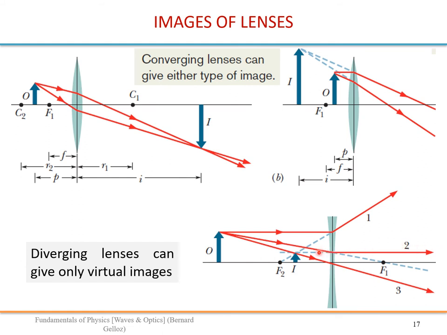And also you have to extend this line with a virtual ray, and the intersection of these rays gives you the position of the image. In this case, it is the intersection of virtual rays, therefore it is a virtual image. And it is on the left side. Notice that in general, a real image will be on the opposite side of the lens compared to the object, and virtual images will be on the same side of the lens as the object.